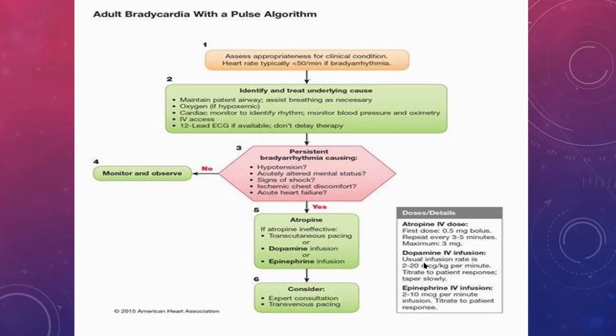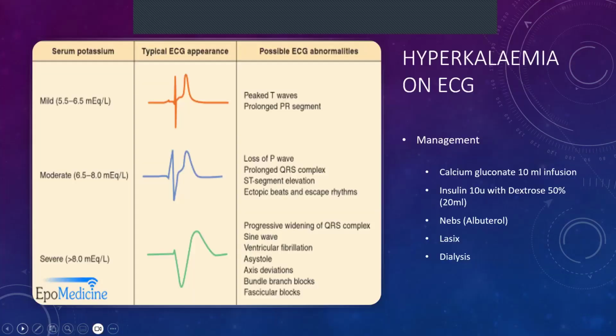All right. Now, the thing is, atropine works very well for narrow QRS bradycardias. And once you've got wide QRS bradycardias, it doesn't work at all, to be dead honest. But we'll talk about that in a second as well. And you can also consider transvenous pacing as well.